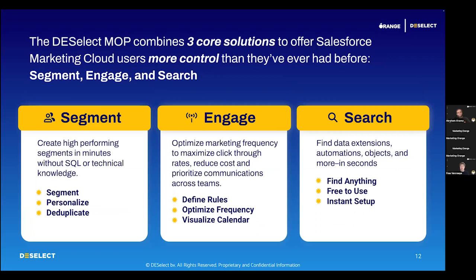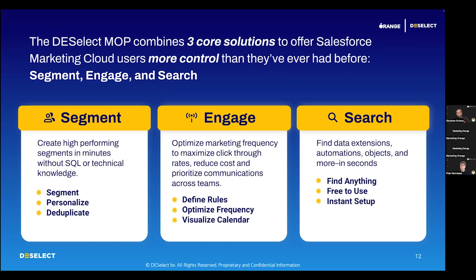Segment, our first solution, can help you create high-performing audience segments, target audiences, in minutes, in seconds. Without any SQL, you don't need technical knowledge. It's really drag and drop. It's very intuitive. You can do waterfall segmentation. You can do deduplication. You can limit the amount of contacts coming from 2 or 3 data sets. If you want to do A/B testing, maybe you want to take half the contacts from this table and compare it to half the contacts on the other table. These are things that you can do with Segment.